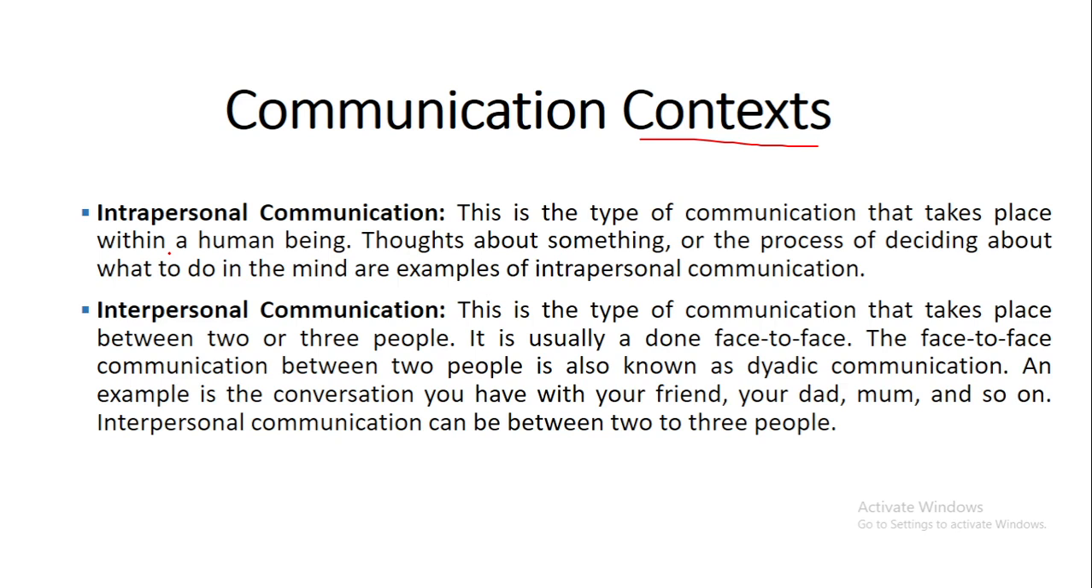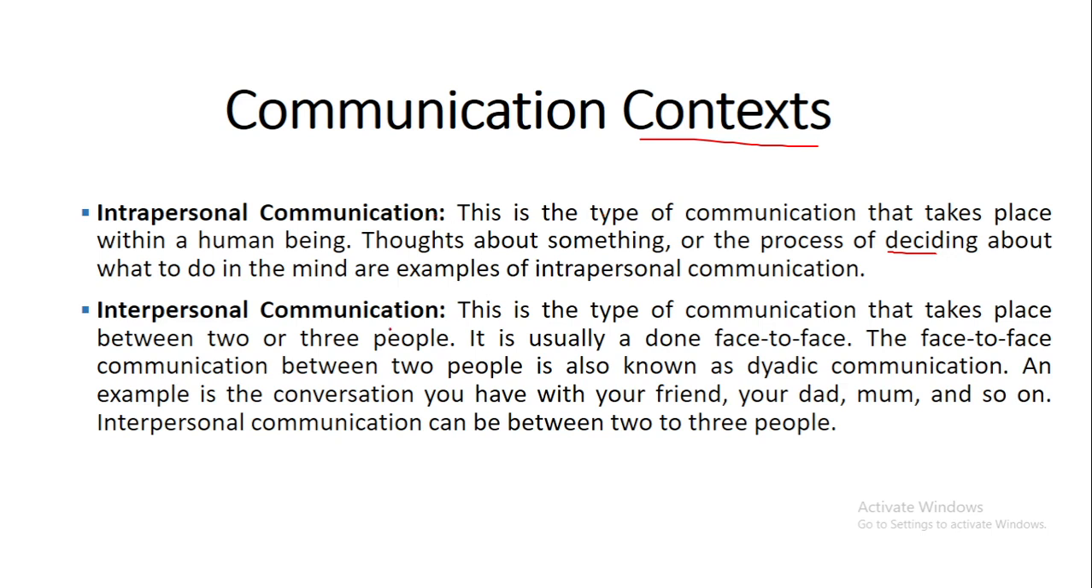This is something very interesting as well. You must be thinking, okay, how can we communicate with ourselves? So the answer is yes. This is what we most of the time do. Most of the times we are communicating to ourselves when we are alone, when we are traveling, when we are driving a car, when we are sitting in our personal private spaces. We are always thinking, we are always planning, we are always thinking about other people. There is a thought process that is going on. So that is basically intrapersonal. Within a person, a communication is going on. Thoughts about something, or the process of deciding about what to do in the mind, are examples of intrapersonal communication. So this is a context. You see, this is a situation in which you are communicating, and that situation is basically intrapersonal communication.